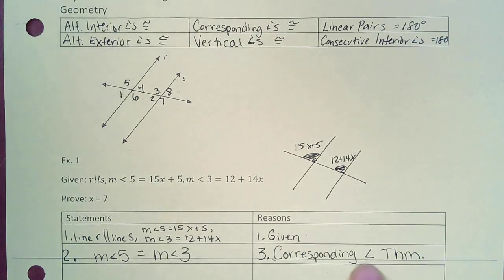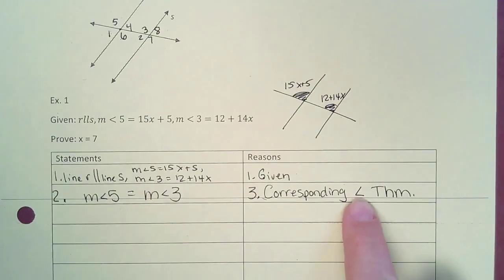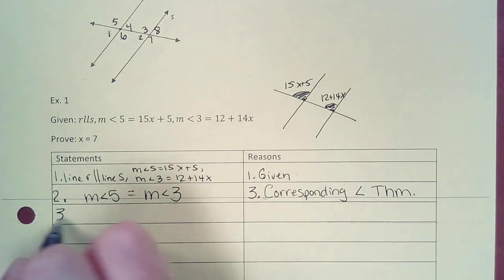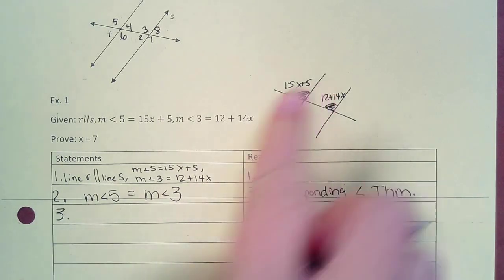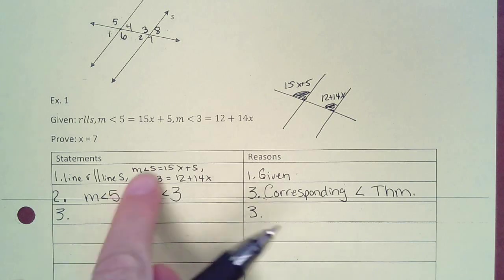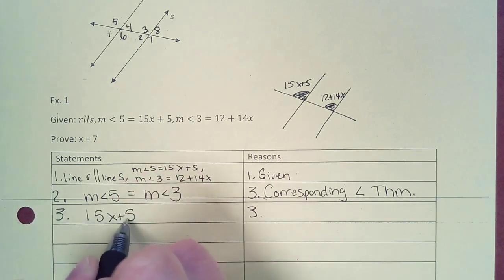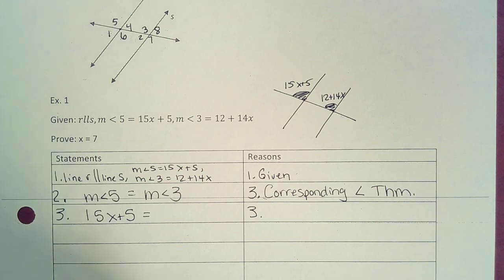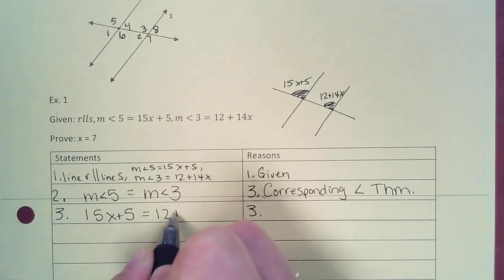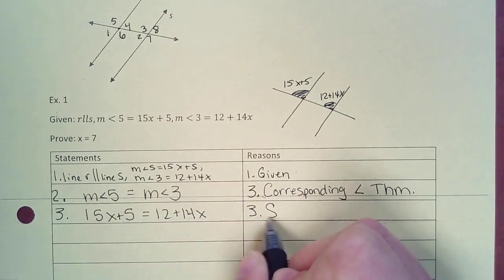You can abbreviate angles with the symbol angle and theorem with THM. Step 3, now I want to plug those numbers in. So instead of measurement angle 5, I know that that is 15x plus 5. Instead of measurement angle 3, I know that that is 12 plus 14x. Substitution.